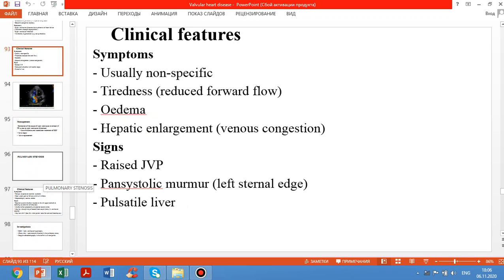Clinical features, symptoms: usually non-specific, tiredness, reduced forward flow, edema, hepatic enlargement due to venous congestion. Signs: rising jugular vein pressure, pansystolic murmur at the left sternal edge, and pulsatile liver.